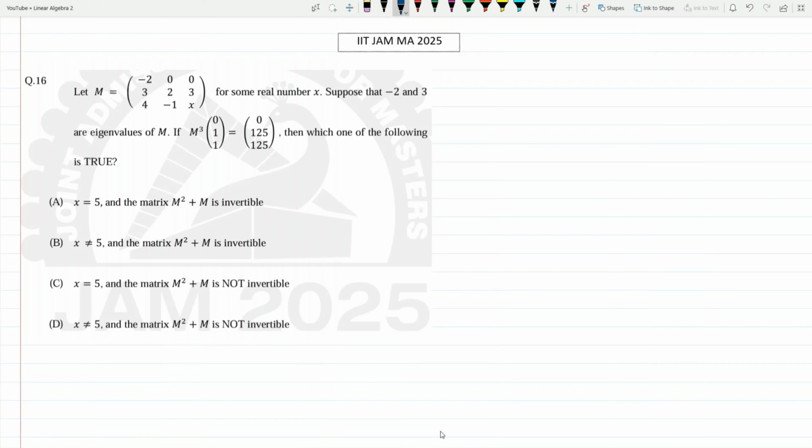This is question number 16 of the IIT JAM Mathematics 2025 question paper, section A, 2 marks. It is based on eigenvalues and eigenvectors. Let us get started.